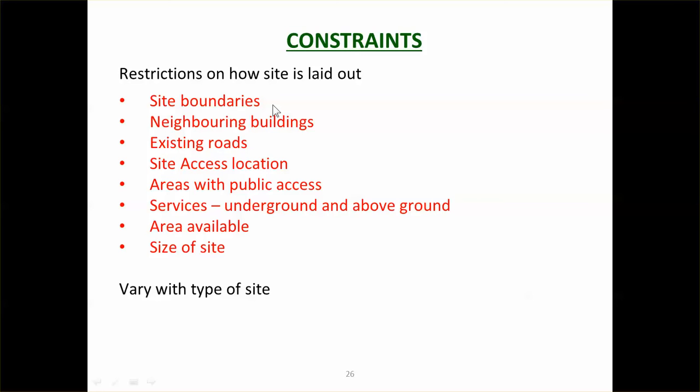The site boundaries, how close they are to where you're working. Are there buildings close by? Can they be undermined or not? Existing roads, where your site access location is going to be. How big the site is. What shape it is: is it going to be a long narrow shape or is it a confined space, and how big is it, a small site or a big site? So it varies with the type of site.